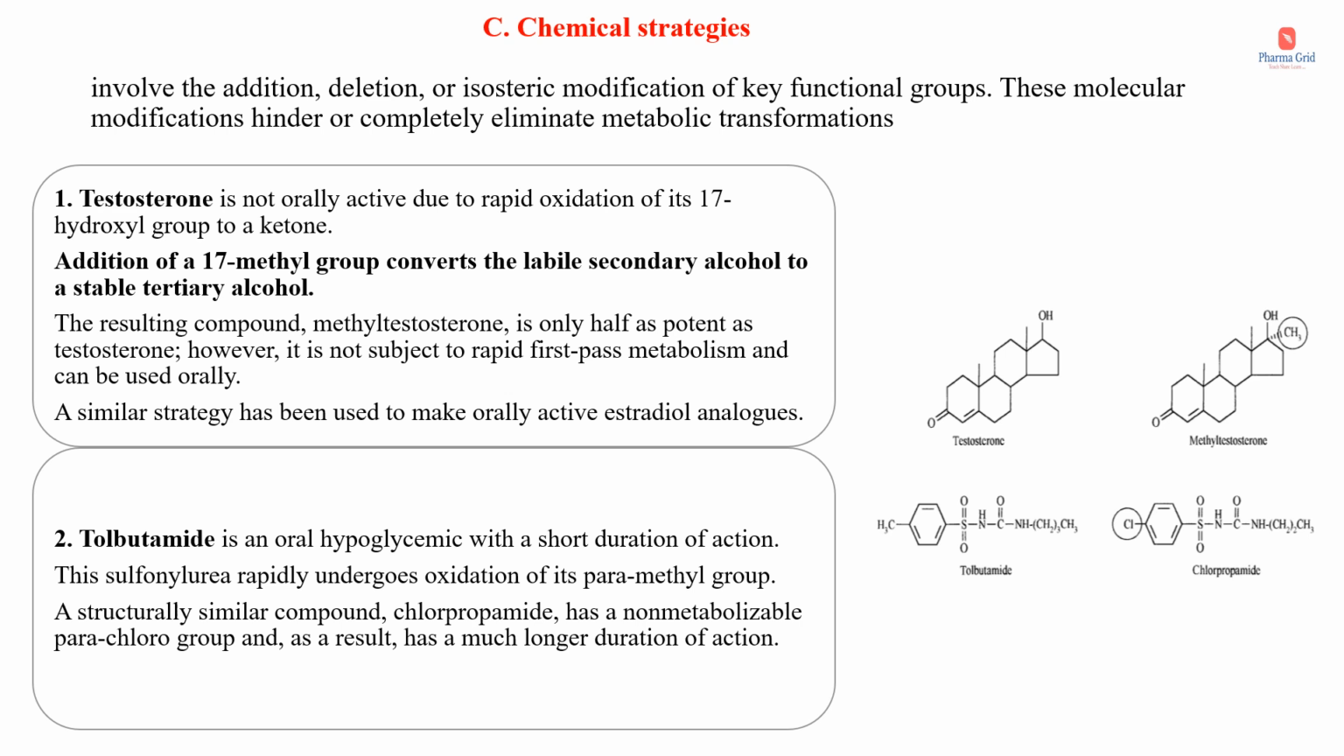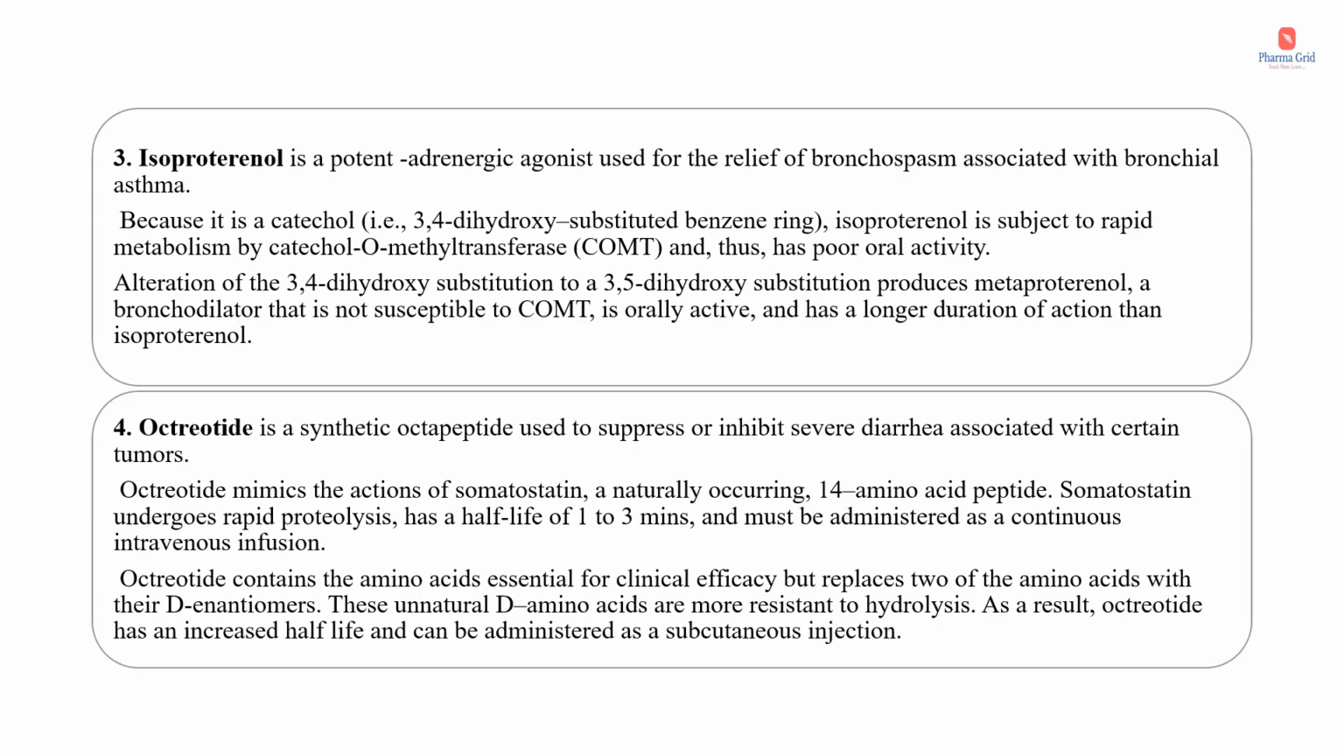Next example is tolbutamide. It is an oral hypoglycemic with short duration of action. This sulfonylurea rapidly undergoes oxidation of its para-methyl group. A structurally similar compound, chlorpropamide, has a non-metabolizable para-chloro group, and as a result, it has much longer duration of action compared to tolbutamide.